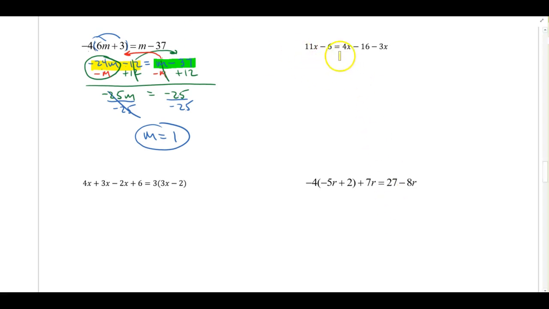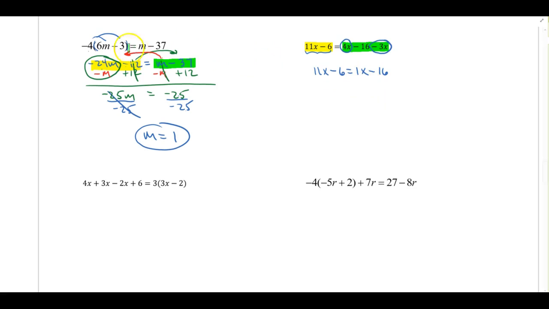So the next one, I look at my left side and I notice there's no distributing or combining like terms. I look at my right side and I don't have to distribute, but I do have to combine like terms. So I rewrite my left side as 11x minus 6 equals. And if I look, the 4x and then negative 3x can be combined. What is 4x minus 3x? It's going to give me 1x. Then I bring down the minus 16.